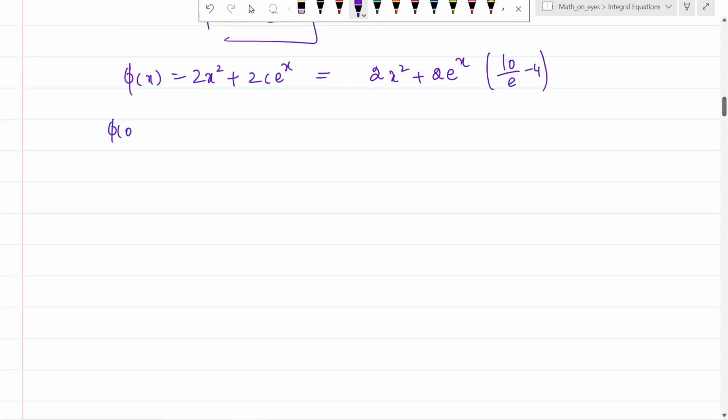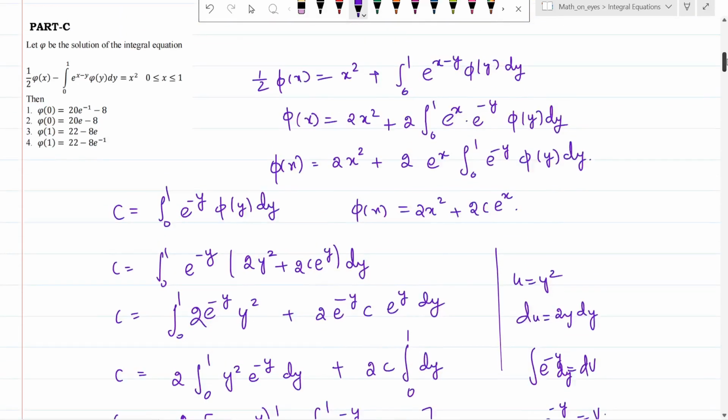So phi of 0 is equal to 2 into 0 squared plus 2 into e power 0 into 10 by e minus 4, that is equal to 20 by e minus 8. So we get 20 by e minus 8, that is 20 e inverse minus 8. So first one is true, second one is false.